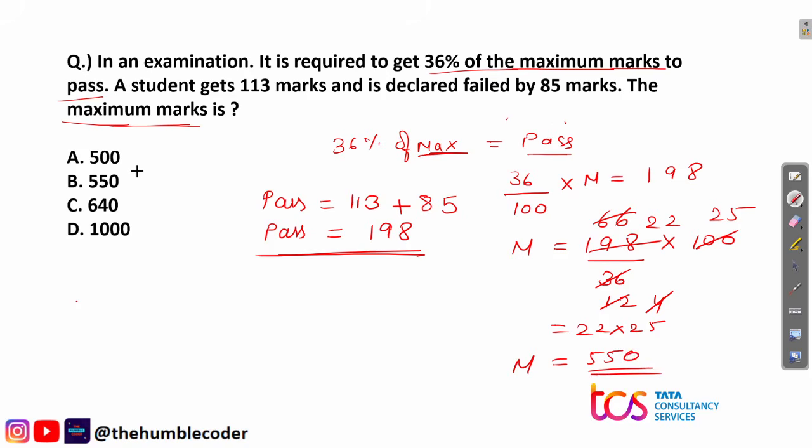So in the options we have the value 550 as option B. So the correct answer for this question that we have got is option B. Let's check whether our answer is correct or not. So you can see that the correct answer for this question is option B.